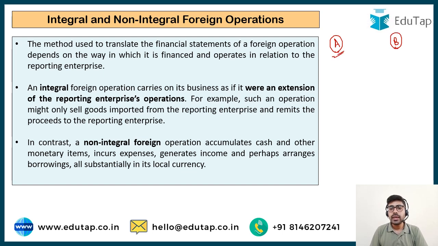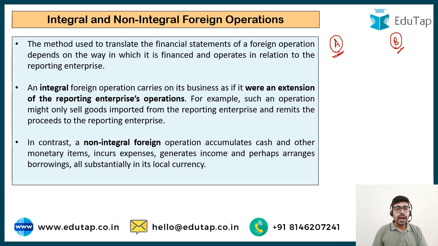In case A, the foreign operation that I was doing in Singapore, the company that I had, was entirely being controlled by me. It was just an extension of my own business. I was supplying all the goods there. I was mainly transacting with that particular company. So it was a type of integral foreign operation. And in case B, I had just made the investment in the company in Singapore. The company was operating independently on its own.